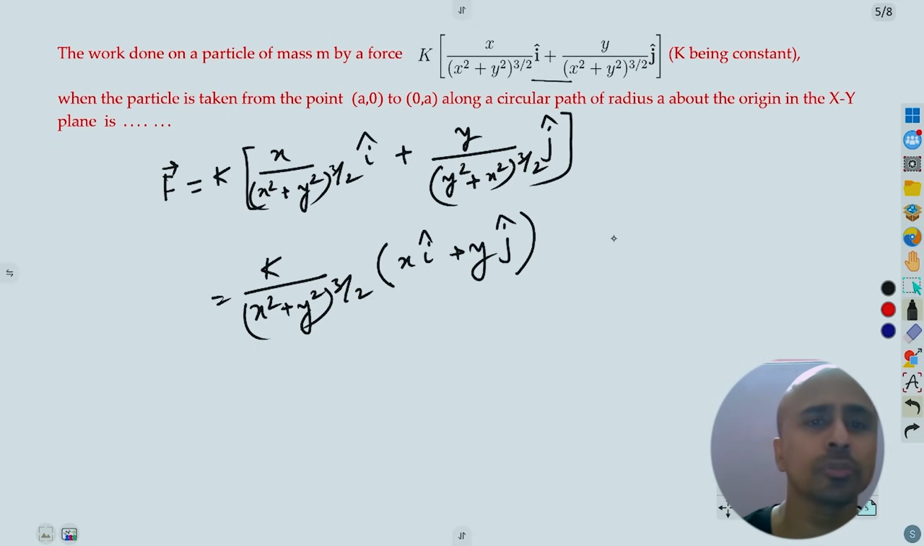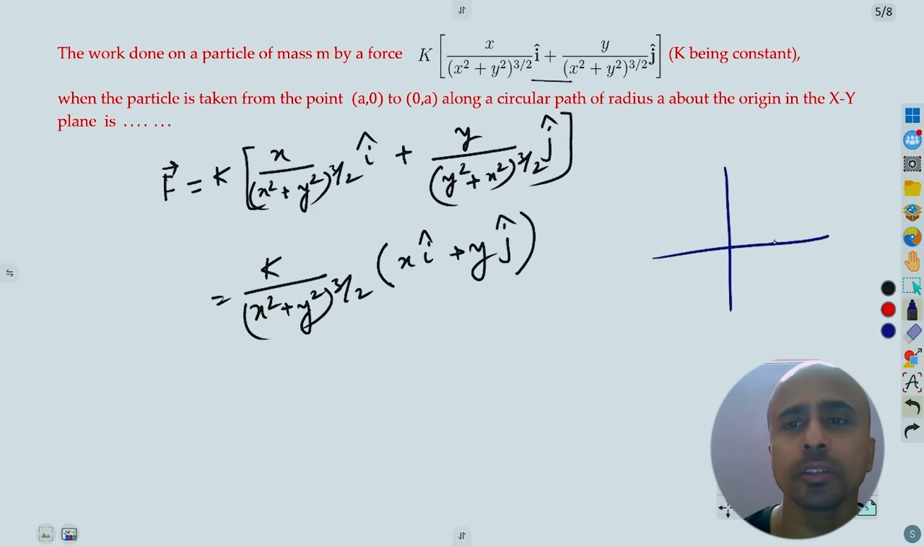So this is the force where k is a constant, when the particle is taken from a, 0 to 0, a, right? So let's say this is a comma 0 and this is 0 comma a, and the path is along a circular path. So the particle is taken along this direction in the xy plane. So you have to find the work done in this case.